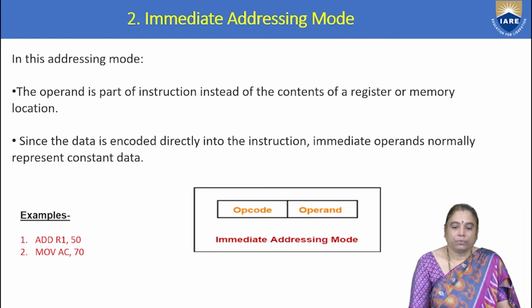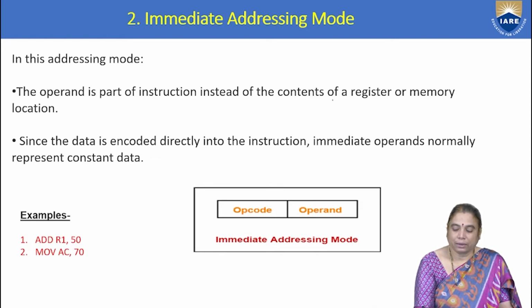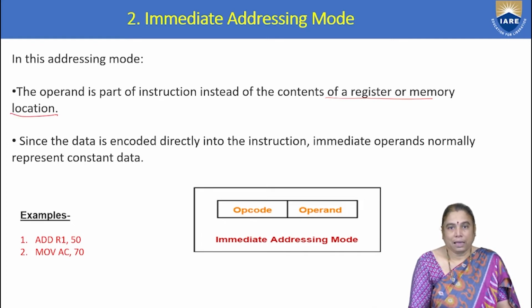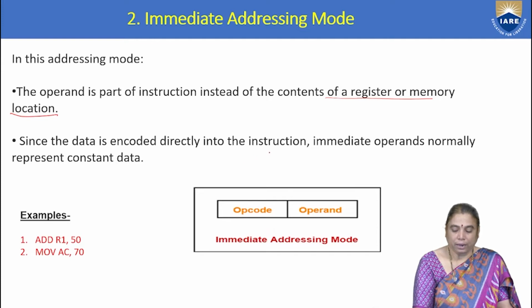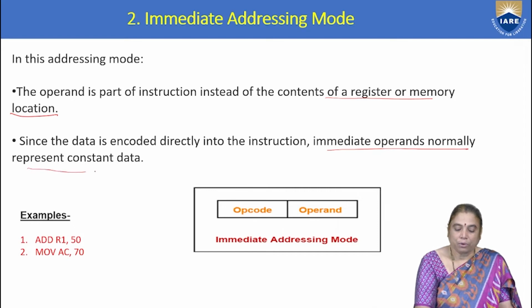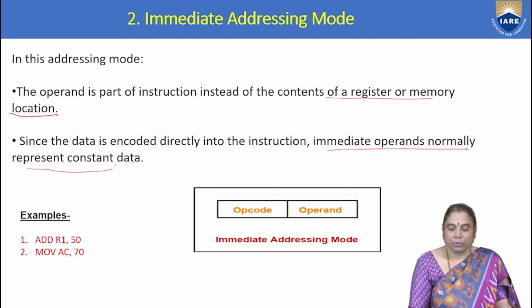Next category of addressing mode is immediate addressing mode. In this addressing mode, the operand is part of the instruction instead of the content of the registers or memory location. So it can avoid referencing the registers or the memory locations. Since the data is encoded directly into the instruction, the operands are immediately available to perform the operation on the data. Immediate operands normally represent constant data.